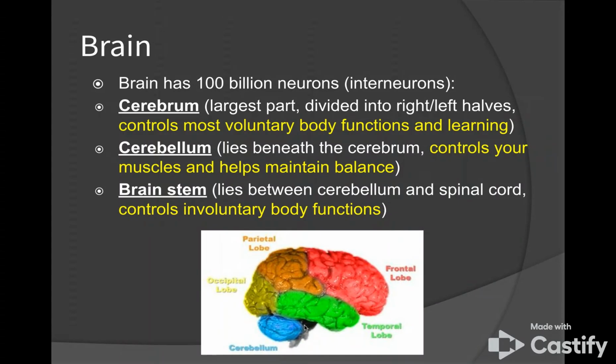And then your brain stem is underneath it. This connects your brain to your spinal cord. It's also the most protected part of your brain, and it controls all of your involuntary body functions, like your heart beating and breathing and things like that, that you're not really aware of and that you're not in control of. It's the most protected part because it controls the main parts of your body that keep you alive, like your heart and your lungs.